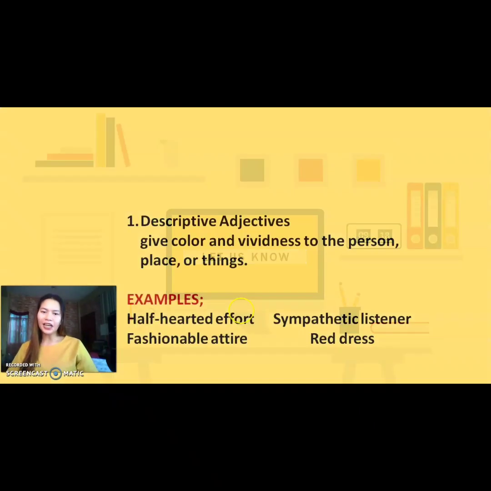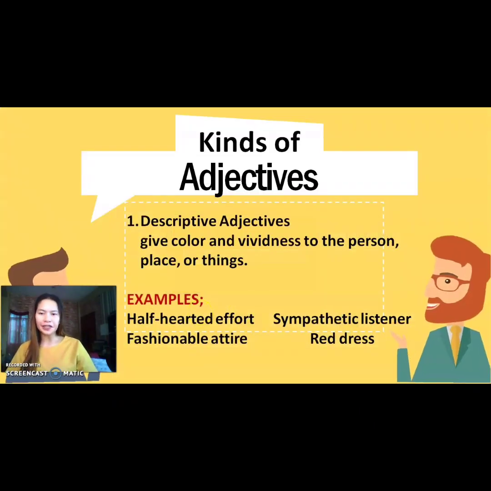Let us proceed to the kinds of adjectives. So we have here the first one, which is the descriptive adjectives. It is defined as giving color and vividness to the person, place, or things. So we have here the examples. First is half-hearted effort. So we have here half-hearted as our descriptive adjective. We have fashionable attire, sympathetic listener, and red dress. So half-hearted, fashionable, sympathetic, and red are what we call the descriptive adjectives.